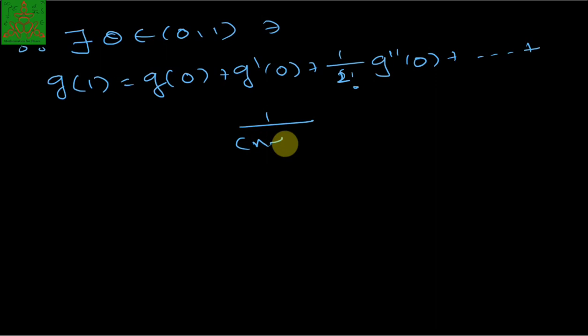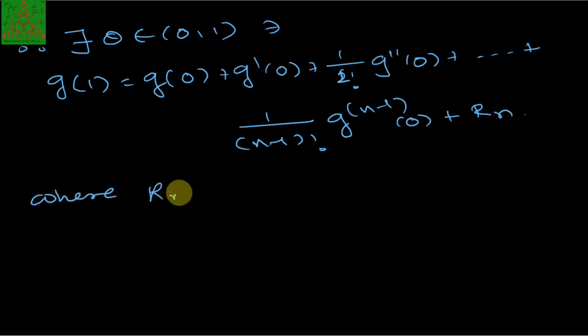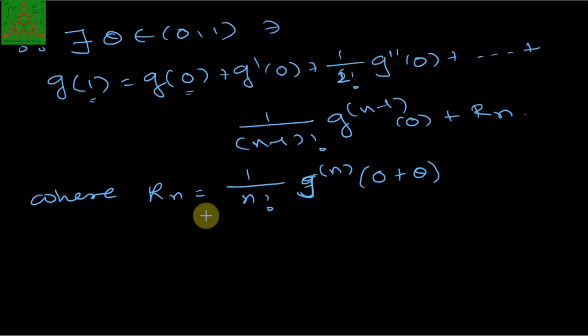Up to the (n-1)th term, which will be (1/(n-1)!) times the (n-1)th derivative of g at the point 0, plus the remainder term Rn, where this Rn is nothing but (1/n!) times the nth derivative of g at the point a + theta h. But a we have considered here as 0, and h we have also considered as 1, so it is 0 + theta. So we'll have this. Now what is g(1)?